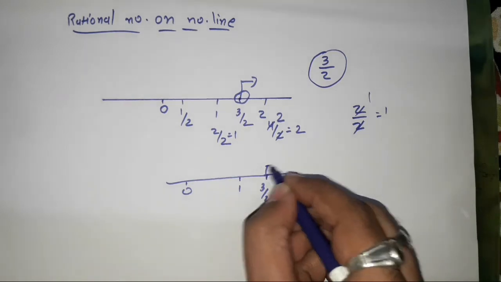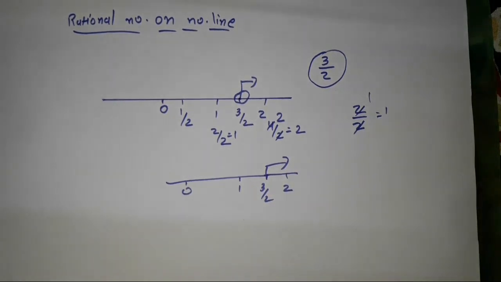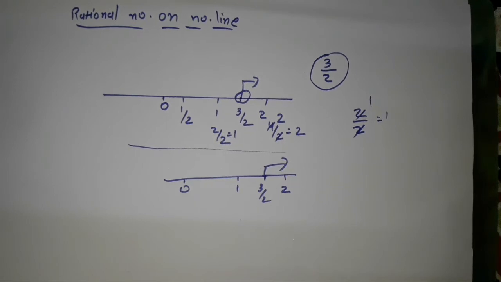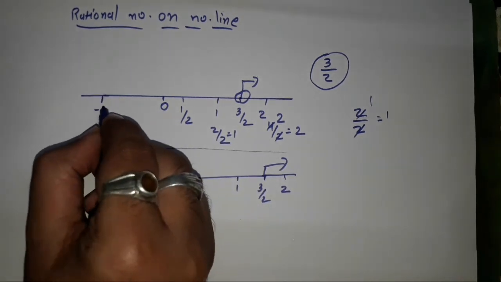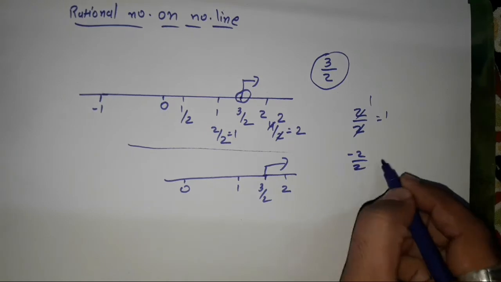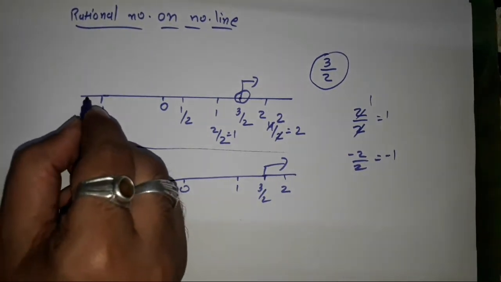So you can also use this type of method. You can directly represent this 2, but for your understanding you can use this method. Even you can also represent negative numbers. So for example, I have to represent minus 3 upon 2. Minus 3 upon 2 means, minus 2 upon 2, I will get minus 1. So here I will write down minus 1.